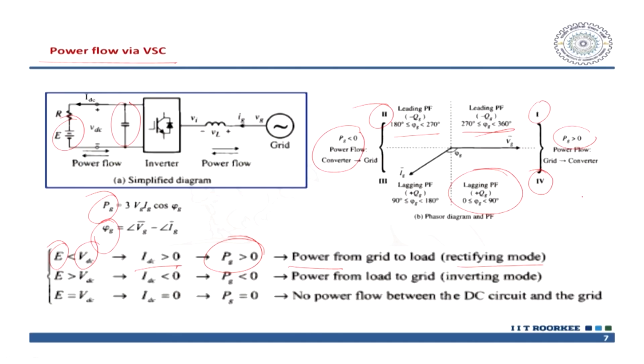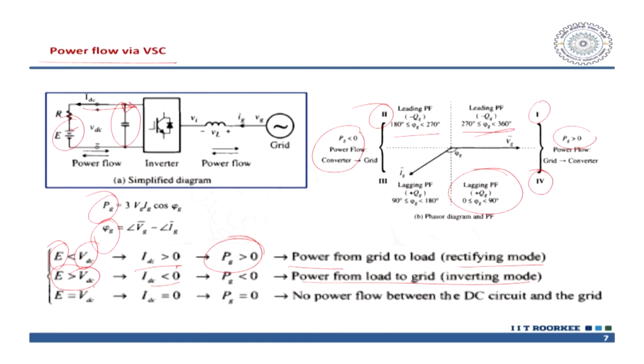Of course, we require to take a unity power factor operation. In the same way, if E is greater than VDC, then IDC is negative, definitely the current is flowing in this direction, and thus Pg is negative. So, it is in the inverting mode. Maybe this is not there in the case of the shunt active power filter, because it does not compensate the real power, and thus this concept does not arise, but it requires boosting up the DC bus voltage to some extent.